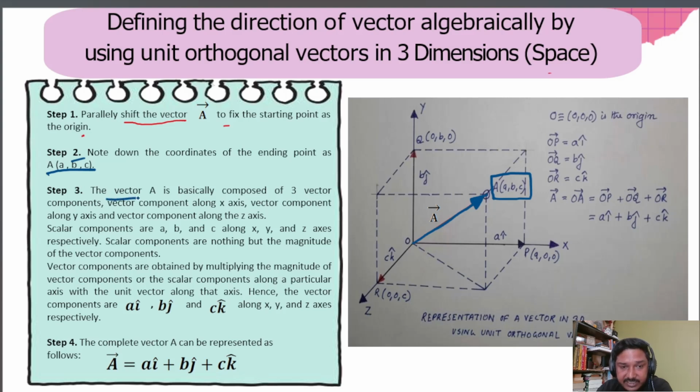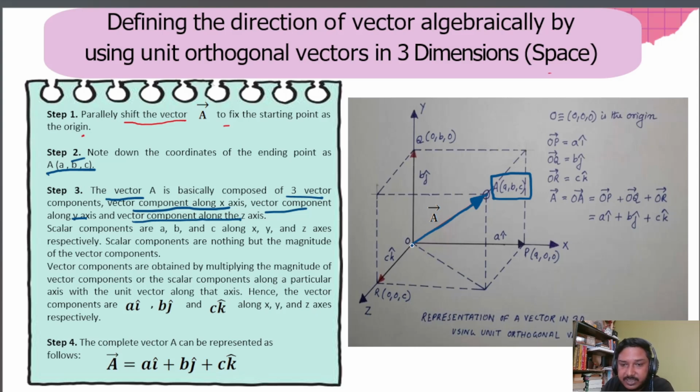Now this vector A is basically composed of three vector components: a vector component along x-axis, a vector component along y-axis, and a vector component along z-axis. So our task is to find out these vector components along x-axis, y-axis, and z-axis. Okay, so what are these components?